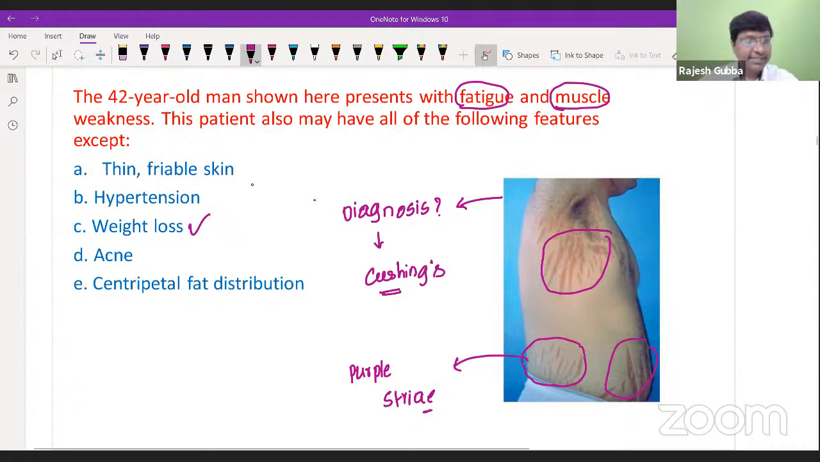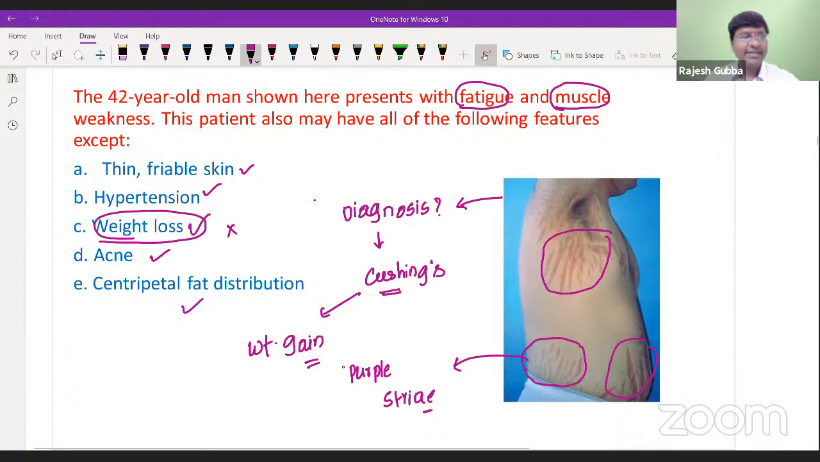In Cushing syndrome, they will have thin, friable skin. They will have systolic hypertension and diastolic hypertension as well. There will also be acne and centripetal obesity, but weight loss will not be there. What will they have in patients with Cushing's? They will have weight gain. So the answer here is C.